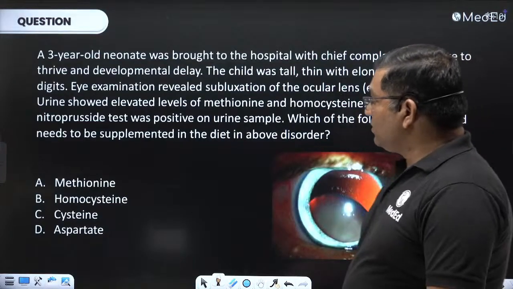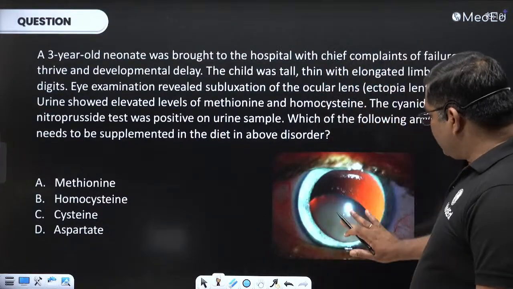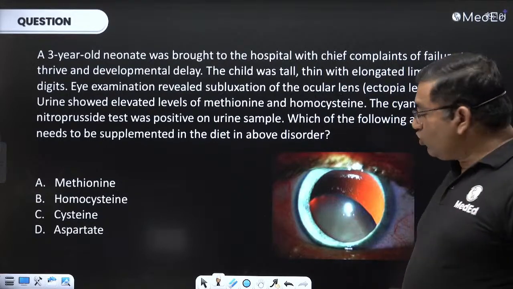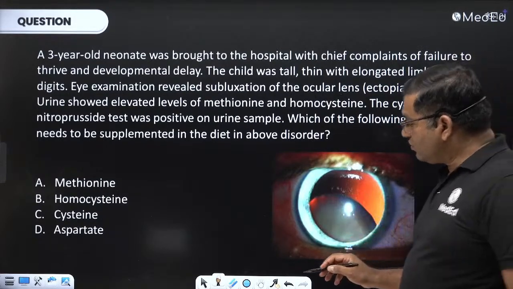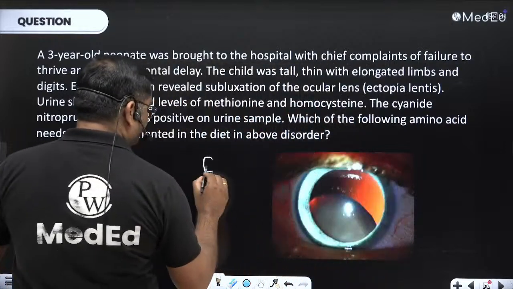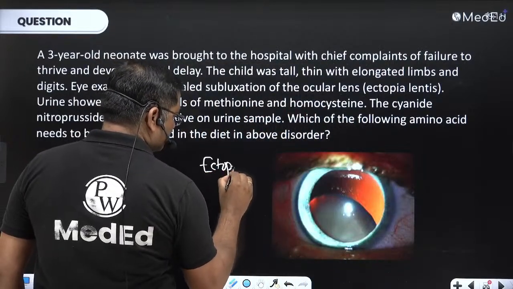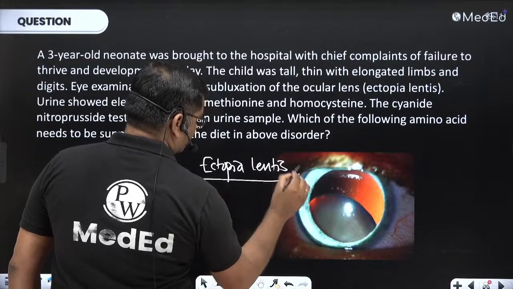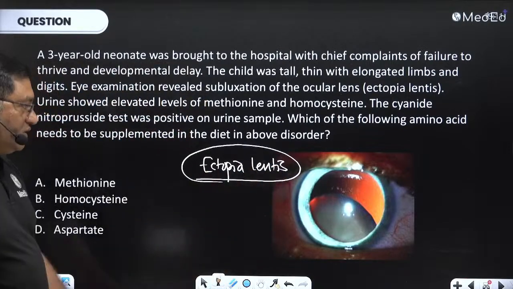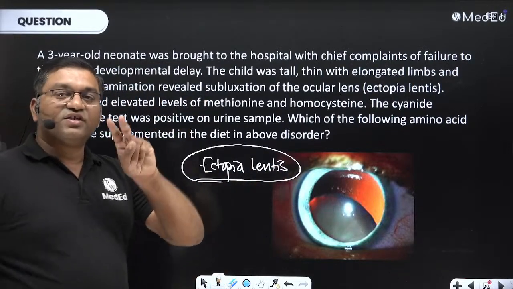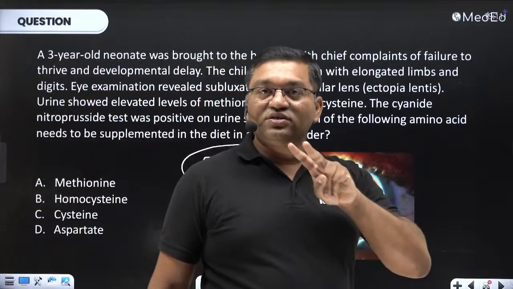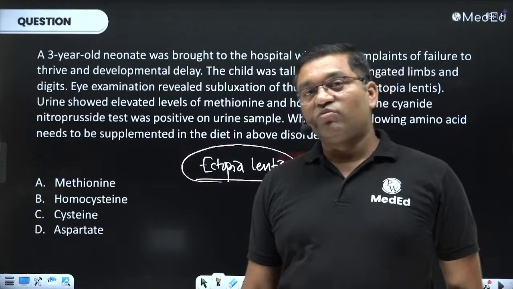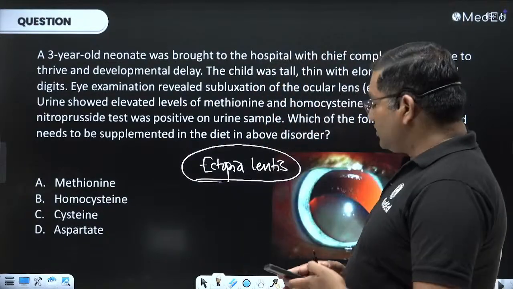Now the next question. See this image. This is the lens. This condition is known as ectopia lentis. Ectopia lentis is a feature in two disorders. Which two disorders? One is homocystinuria, another one is Marfan syndrome.